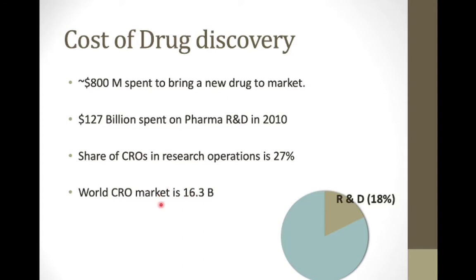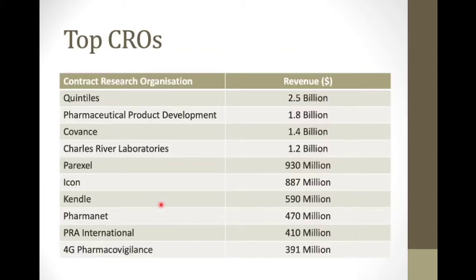And the world contract research organisation market is worth around about 16.3 billion. This table summarises some of the top contract research organisations according to the amount of revenue that they generate. You can see this company here called Quintiles, they generate around about 2.5 billion. We've got Charles River Laboratories. They have a laboratory based over in Discovery Park and also near Manston Airport. They have a revenue of around about 1.2 billion. And you may recognise some of these companies. Kendle, they have a revenue of around about 590 million. So you can see that some of these contract research organisations are generating a lot of revenue due to the sales of the products that they have marketed.